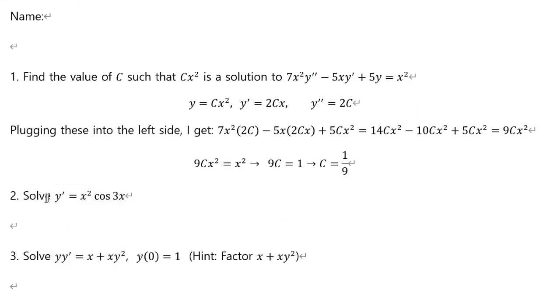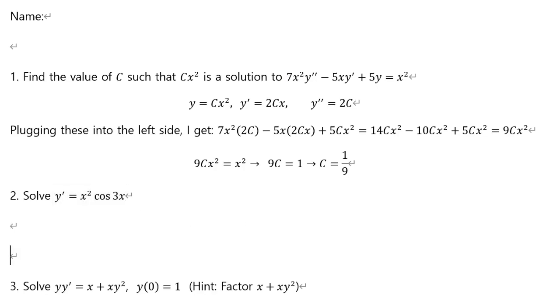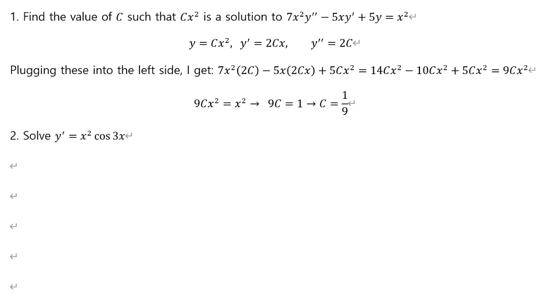Okay, second question. Solve y prime equals x squared cosine 3x. Well, this is just a simple integration question, because y would be the integral of this x squared cosine 3x, and because there's no y on the right side, this is doable. You can actually integrate this, and this is something that you can integrate using the tabular integration.